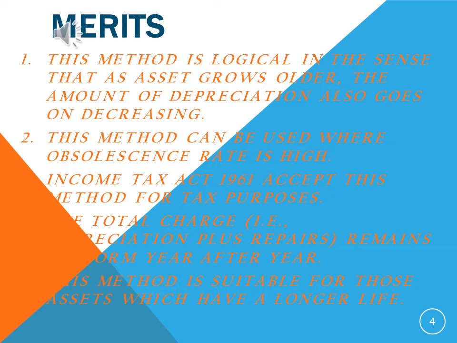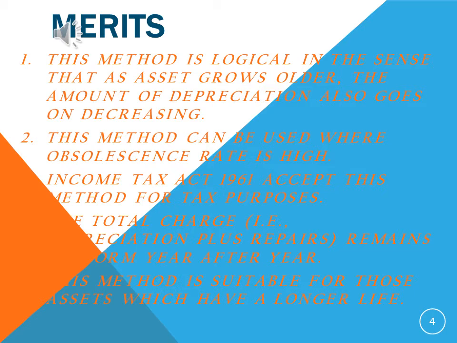If we see the second point, this method is very useful where the rate of obsolescence is more, that is, the change in technology, because of which the asset has to be replaced. There this method is very useful. And also, as per the Income Tax Act 1961, they have accepted this method as legal. So at the time of income tax, we can show this reducing balance method, whereas the straight line method doesn't have any approval.